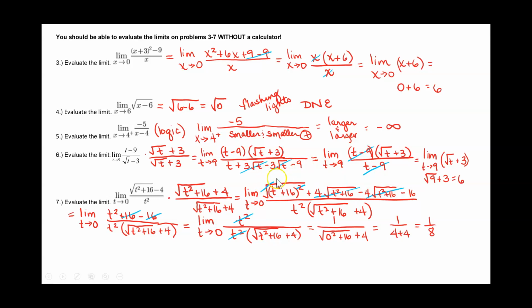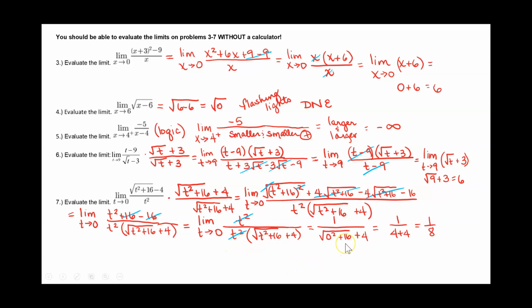The square root and the square would drop each other out and just leave me with t squared plus 16. These two would cancel each other out. So I'm going to have t squared plus 16 minus 16 in my numerator. The 16s will drop out and leave me with just t squared in the numerator. And then that will simplify with my denominator.